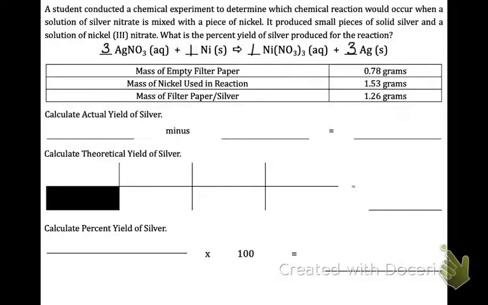So the empty filter paper had a mass of 0.78 grams. The filter paper with the silver was 1.26 grams. Let's find the mass of the silver alone. So 1.26 minus 0.78.